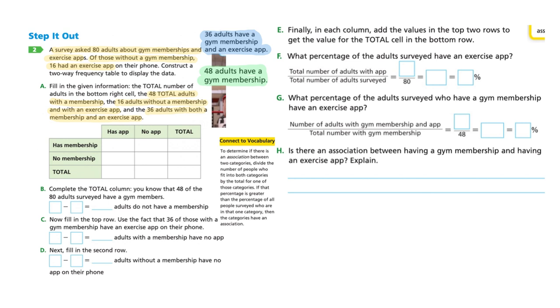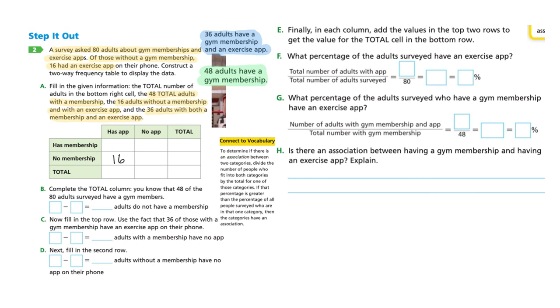All right, so hopefully you tried to do this on your own, and we'll look at it together. I'm not going to do the whole thing, but I just want to get you started. So a survey asked 80 adults about gym memberships and exercise apps. Of those without a gym membership, 16 had an exercise app. So that would be no membership, but they have an app. So that's what you would do when you're looking at these. You would write that number in there so that it goes along with what they're telling you.